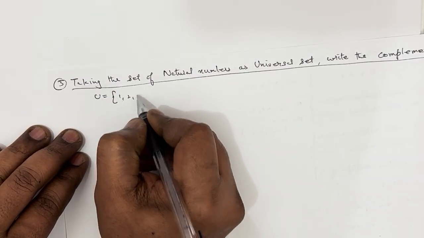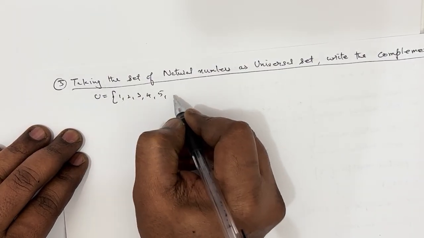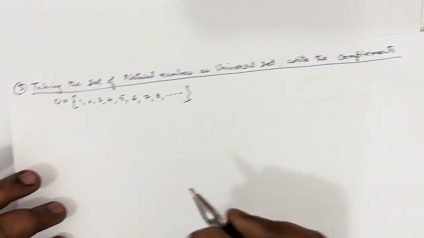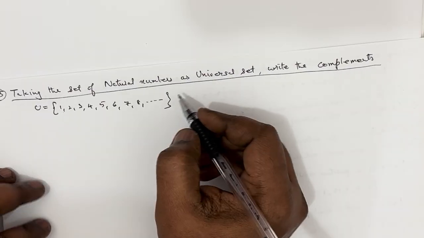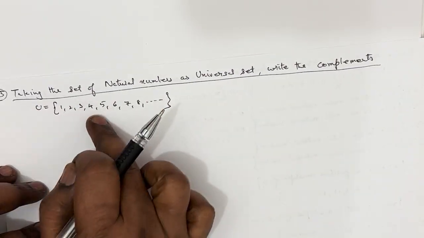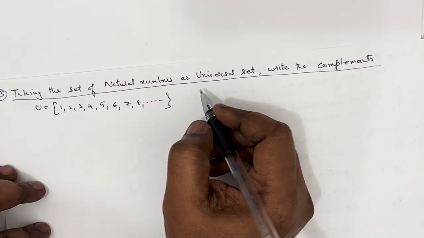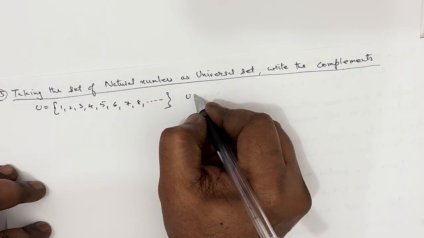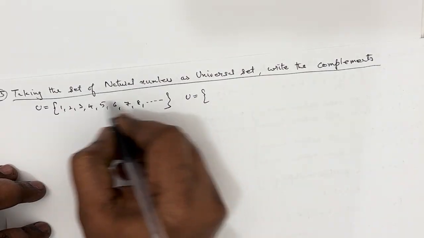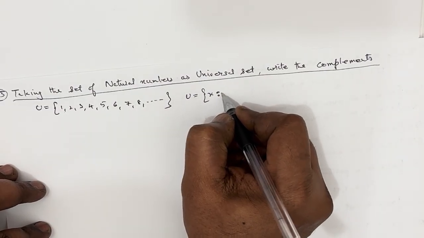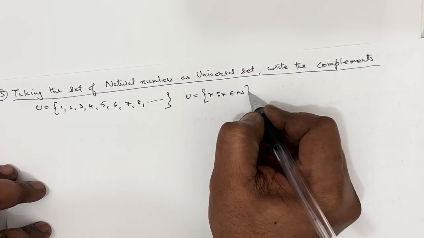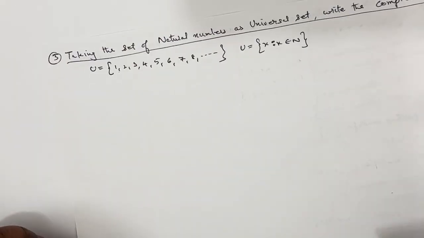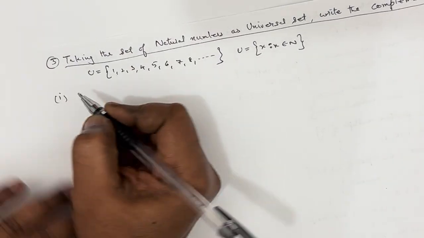1, 2, 3, 4, 5, 6, 7, 8 and so on. These are the natural numbers till infinity. So this is our universal set. This is in roster form. You can write this in set builder form, that is U equal to all natural numbers, x such that x belongs to natural numbers. N means natural numbers. This is set builder form. This is roster form.